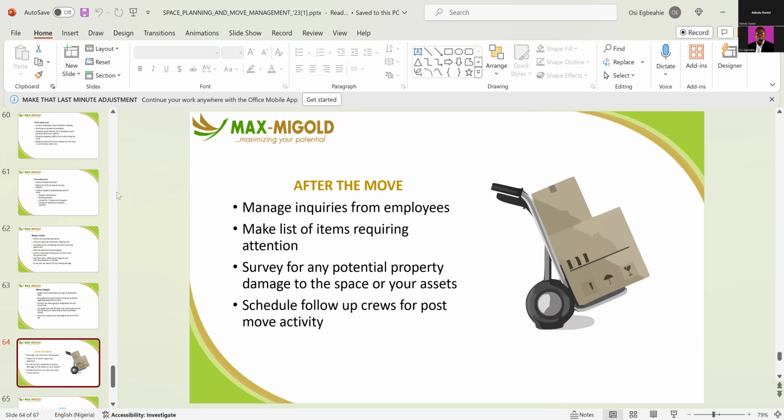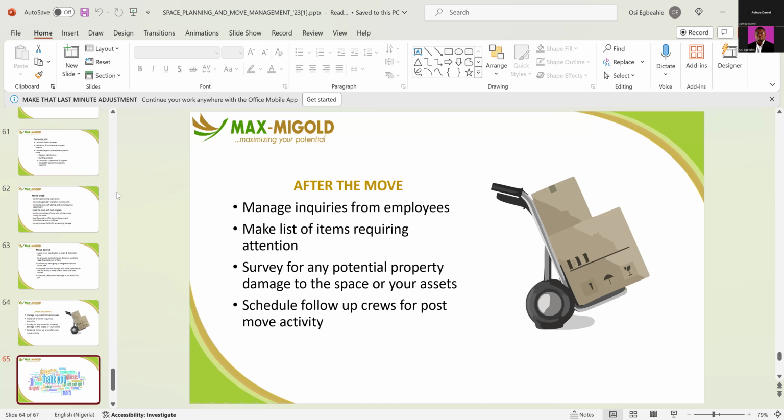After the move, this is also very critical. Manage inquiries from employees. Make lists of items requiring attention. Survey for any potential property damage to the space or your assets. Schedule a follow-up crew for post-move activities so that they can go to the old facility to ensure you have moved everything that you are supposed to move.